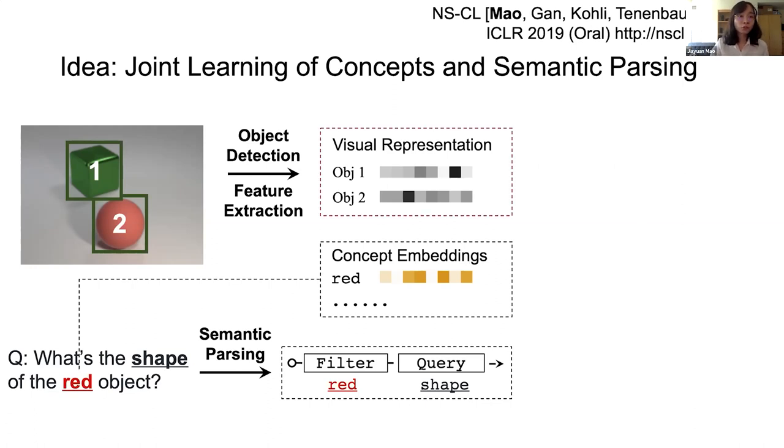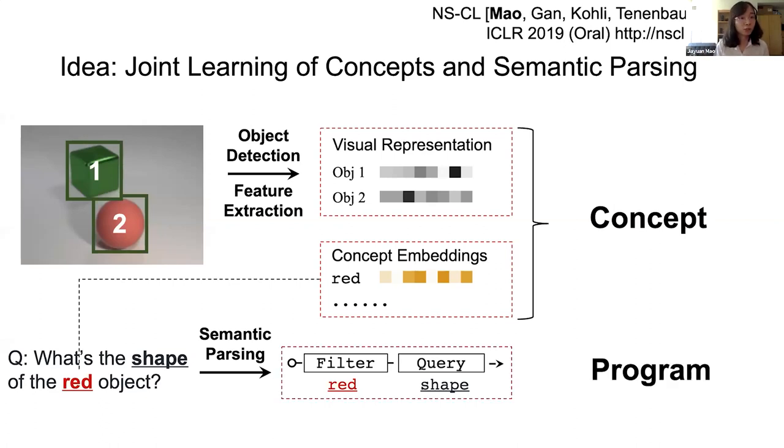So there are essentially three things to be learned within this loop. The first one is the visual representation, and the second one is the concept embedding. These two parts essentially form the concept learning part. And there's also a third part, which is the program learning part. That is how to translate natural language into some computer understandable program structure.